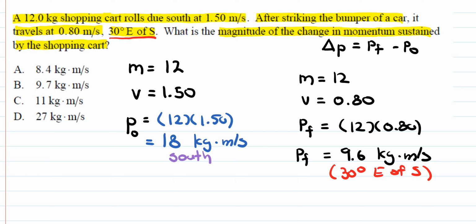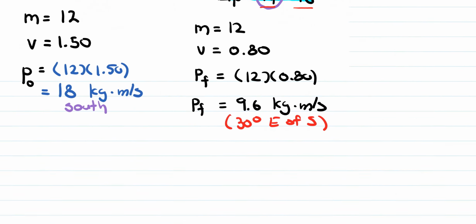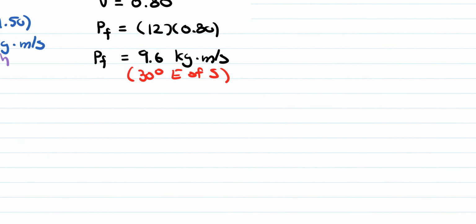Okay, now let's go ahead and figure out what's going on with this change in momentum here, which is really your final momentum minus your initial momentum. Since we need to deal with our final momentum first, let's take a look at this 9.6 kilograms times meters per second in the 30 degrees east of south direction.